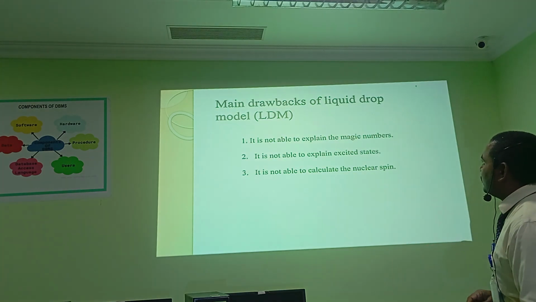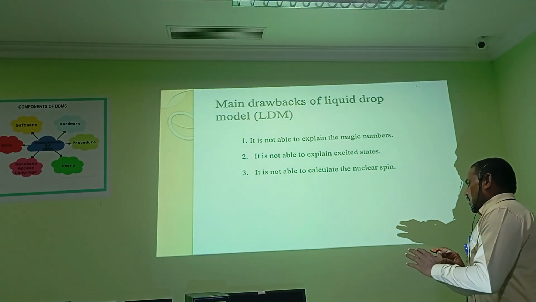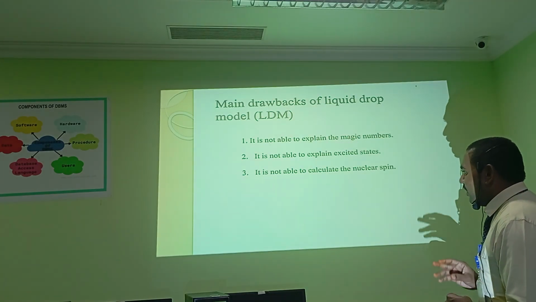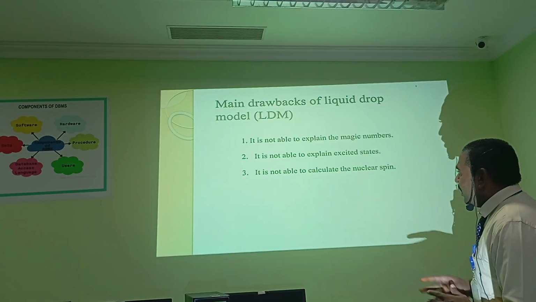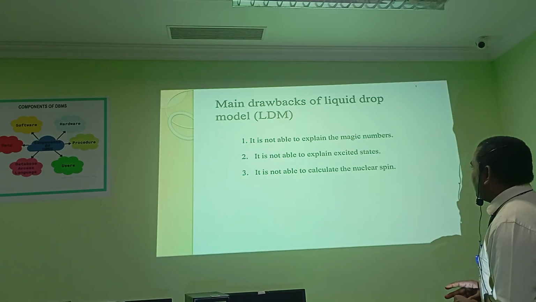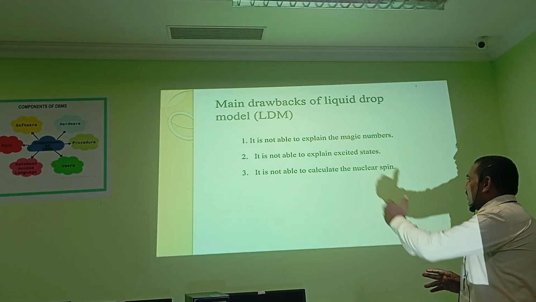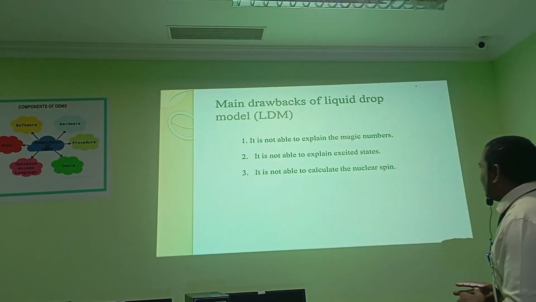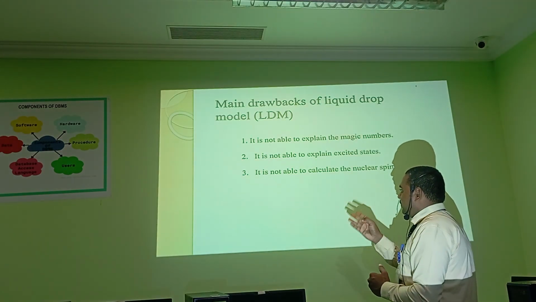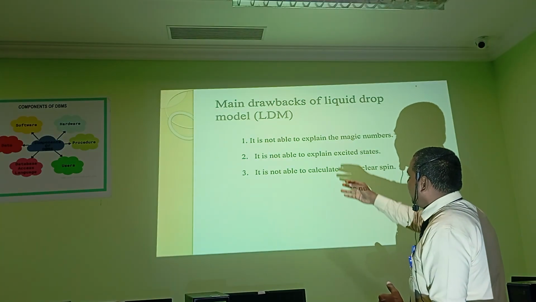Yes. The main drawbacks of the liquid drop model are that it is not able to explain the magic numbers. I already told you what the magic number is. It is not able to explain the existence of the ground state, and it is not able to calculate the spin. The spin means the rotation, following the L rotation, M rotation or orbital rotation, which is not told about by the LDM.